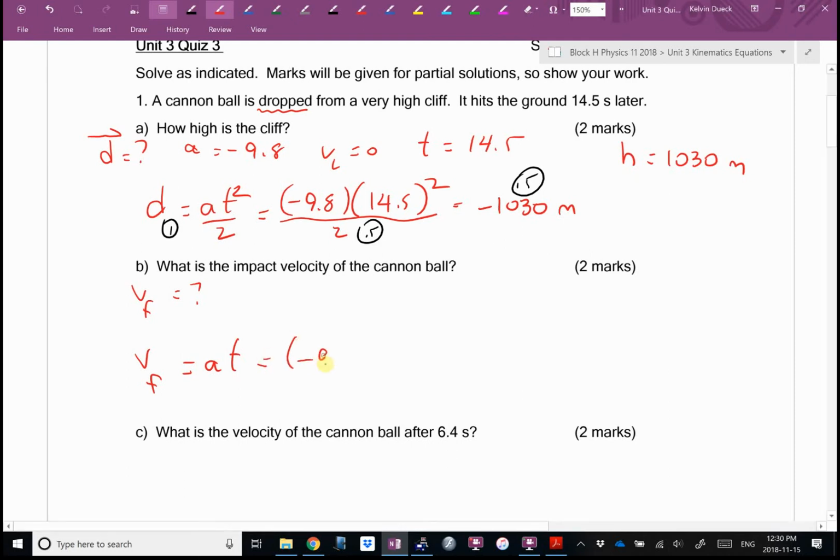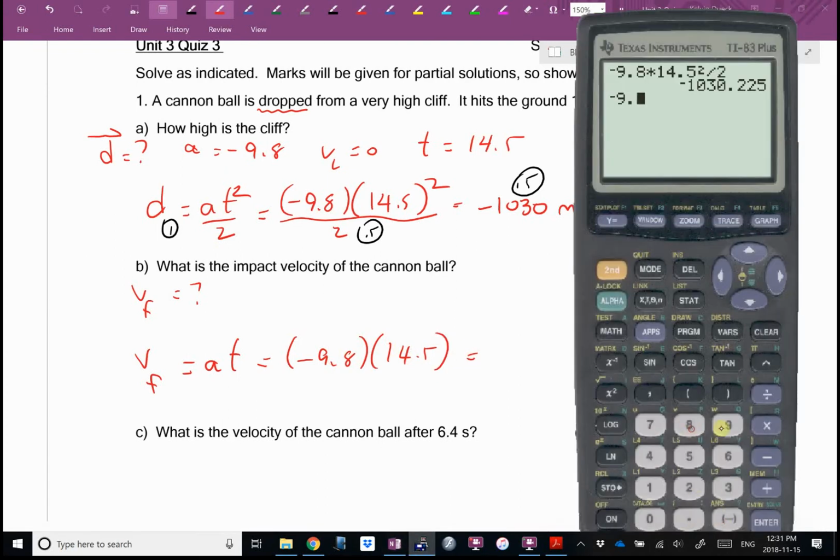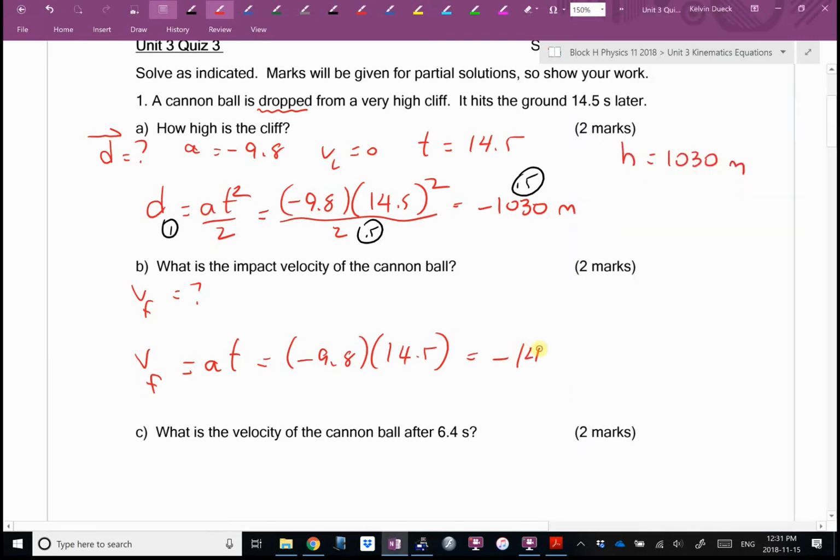I get negative 9.8 times 14.5. Negative 9.8 times 14.5. Do you get negative 142? You can put the 0.1. Negative 142 meters per second. Here I would say you have to have the negative because it is a velocity. 1 mark for the equation, half mark for the numbers, half mark for the answer, but if you got the right answer, 2 out of 2.